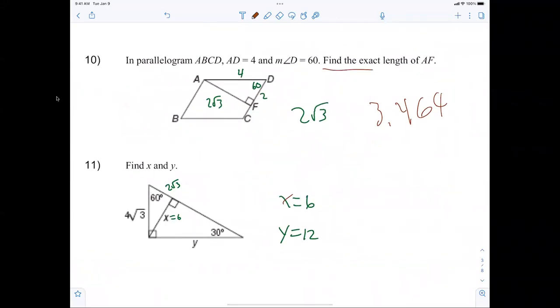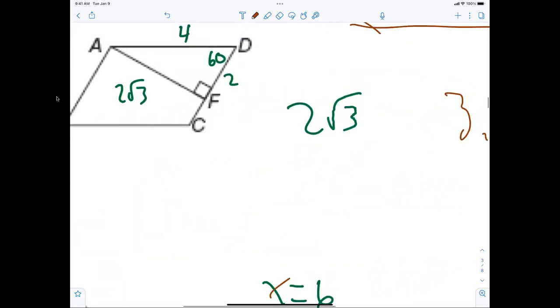Okay, exact length again, which some of you did not use, and then I was kind of annoyed. Anytime you see 30-60-90, all right, here we go. This is the hypotenuse. Opposite the 30 is always half the hypotenuse. If you forgot that, please write it down. Opposite the 30 is half the hypotenuse. Or to go from the 90 side to the 30 side, you divide by 2.